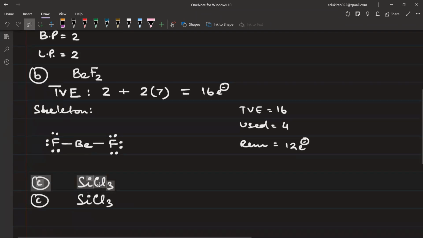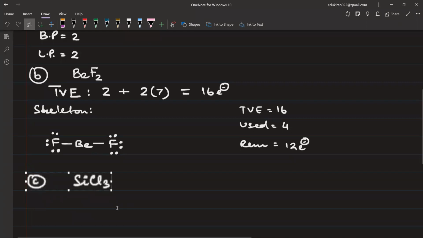Now, since we have completed the electrons, even though beryllium is not happy, we cannot do anything about it. Also, fluorine cannot make more than one bond. That is why we are not giving it any double bonds here. Okay. Write this down.